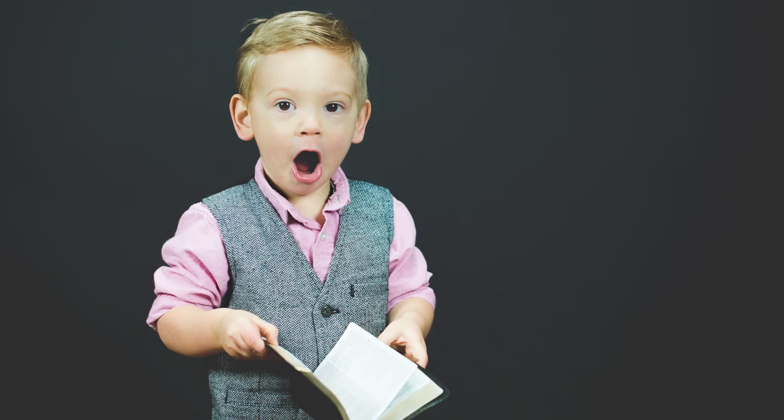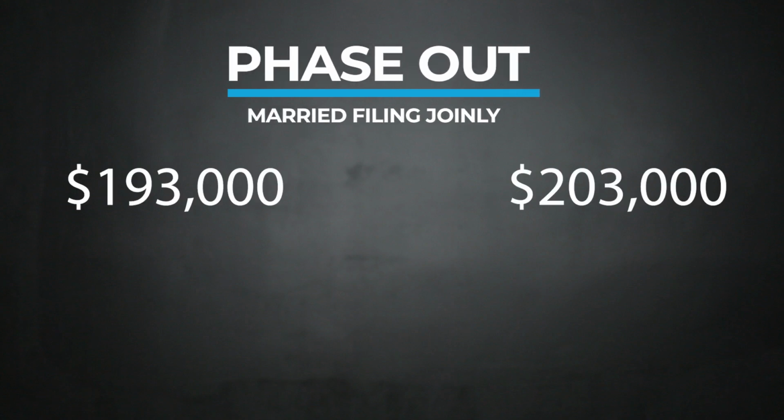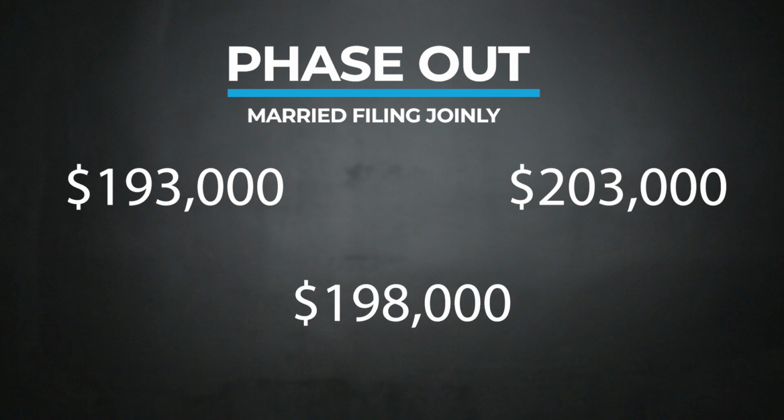This is a huge mistake that a lot of people make. They think that if you make over 193,000, you don't qualify at all. And that is not true. There's a phase out. So let's say in an example, you're contributing into it, and let's say that you make 198,000, which is halfway between 193 and 203,000.